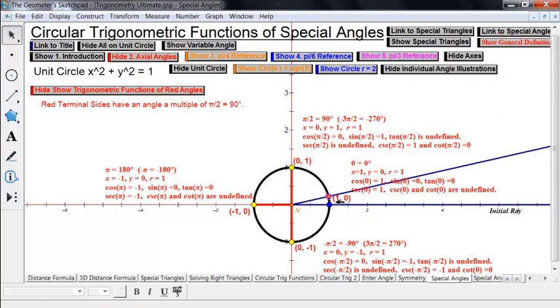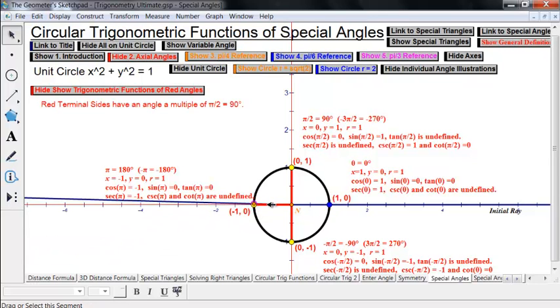Now what if we start here at the initial ray, spin it, and we go all the way a half circle, or at least we end up at the negative part of the x-axis, pointing directly opposite from what we started with. Well, one possibility is a straight angle measuring pi, or 180 degrees. Of course, we could have also started here and spun it in the negative direction.